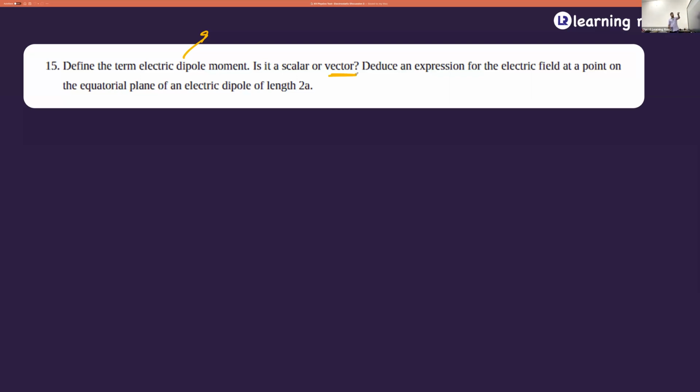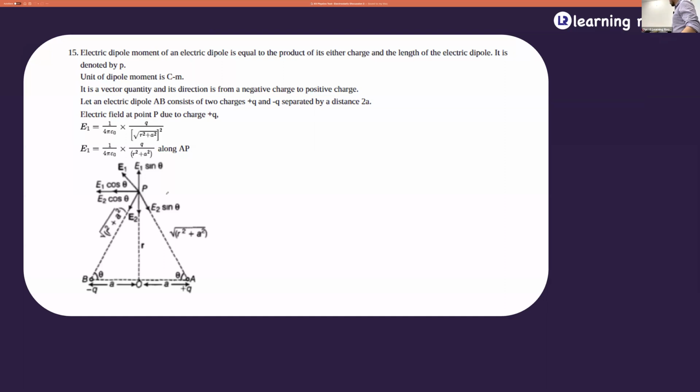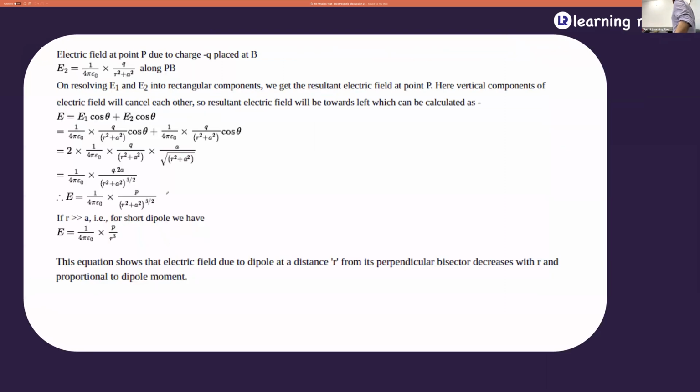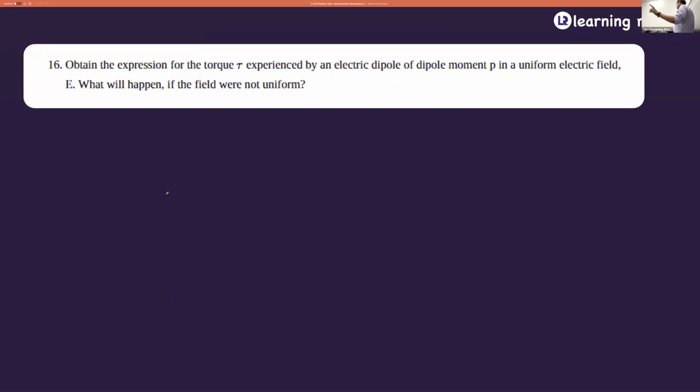Deduce an expression for the electric field at a point on the equatorial plane. So this is also known. So what will be the answer? Kp divided by R cube. So Kp divided by R square will come only for potential.